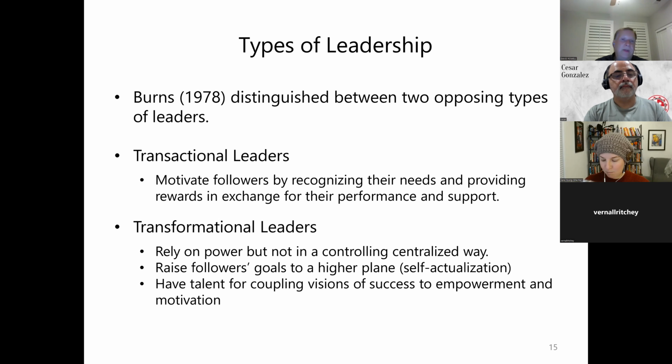Burns then says you can contrast that with transformational leaders. Transformational leaders are not controlling. Transformational leaders try and help their employees self-actualize, and they try and raise their followers' goals to a higher plane. And they also have a talent for coupling vision of success to empowerment and motivation. They bring a vision. These are kind of your visionary leaders. They bring a vision into the organization, and then they're very skilled at getting people to work toward that vision. And that working toward that vision will then help those employees self-actualize and help those employees grow.